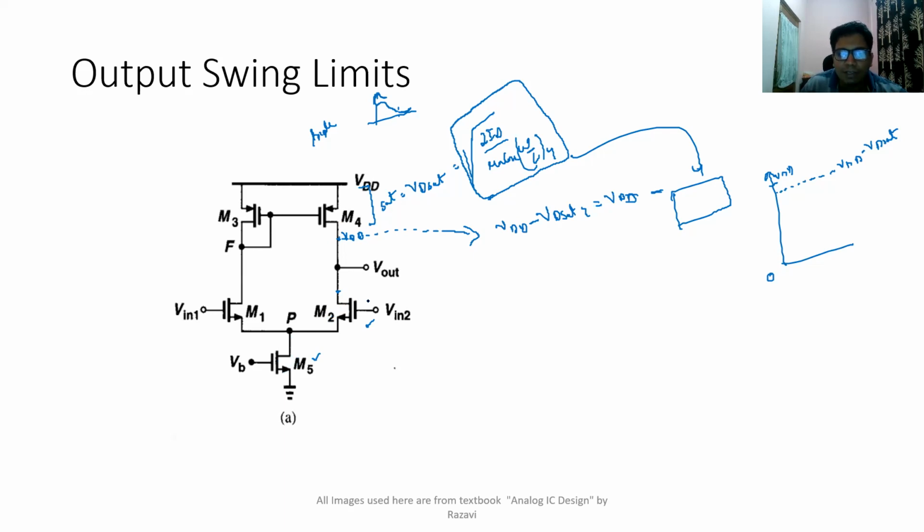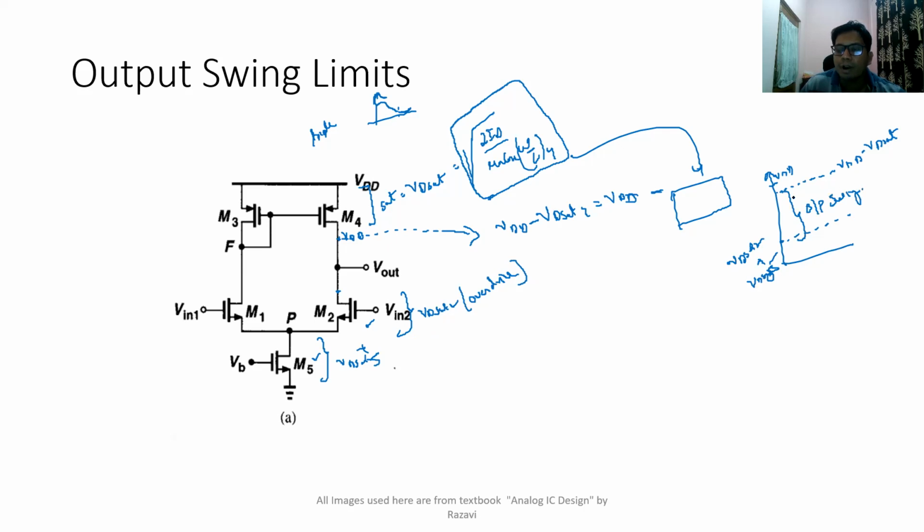Therefore, the minimum swing you can have is equal to the saturation voltage of this transistor, which is VD sat 5, plus the saturation voltage of this transistor, which is VD sat 2. That is equal to 2 overdrives. This saturation voltage is also called the overdrive voltage. So it is 2 overdrives of 2 transistors, VD sat 2 plus VD sat 5. This is the limit of your output swing.